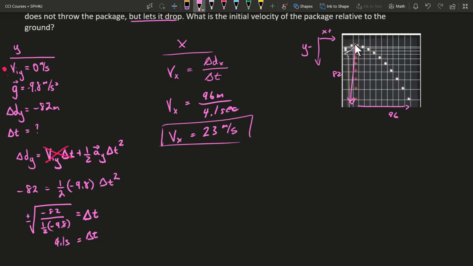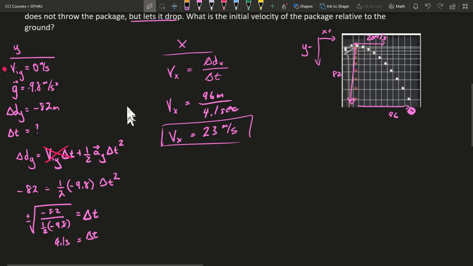Effectively what we're saying here is if this thing is moving forward at 23 meters per second when it drops the package, then 4 seconds later the package will hit the ground, and during those 4 seconds it will have moved forward 96 meters, effectively hitting this target that we were wanting to hit. Okay?